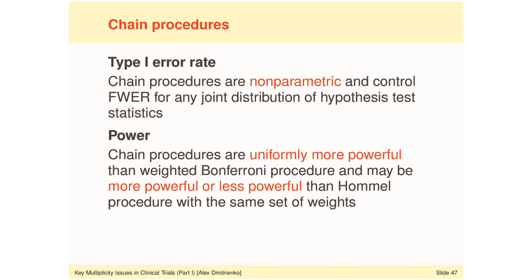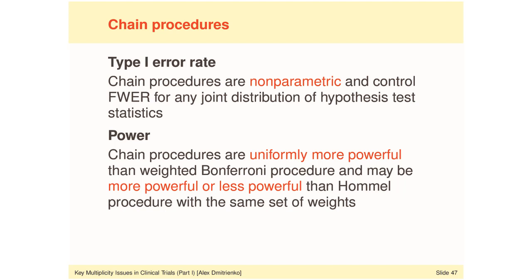This slide summarizes key properties of chain procedures, and I will begin with the statement at the bottom. Since the class of chain procedures serves as an extension of the class of fallback procedures, specifically chain procedures are derived also from the Bonferroni procedure, the key properties are exactly the same as what we discussed in the context of fallback procedures. First, chain procedures control the family-wise error rate for any joint distribution of hypothesis test statistics.